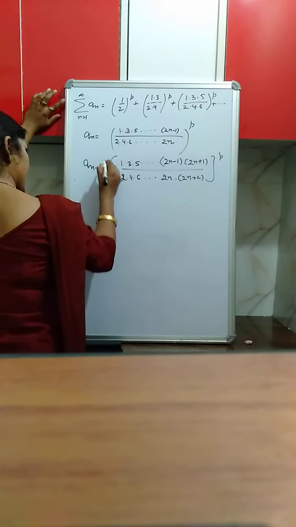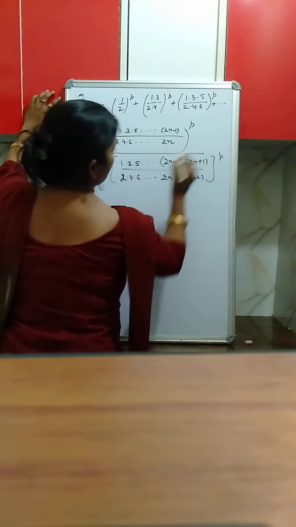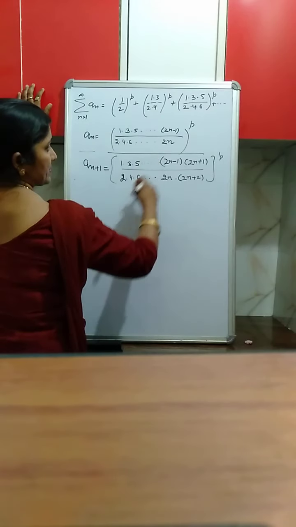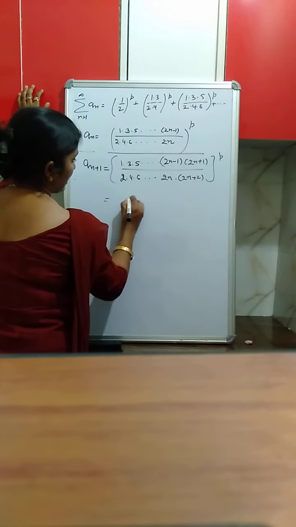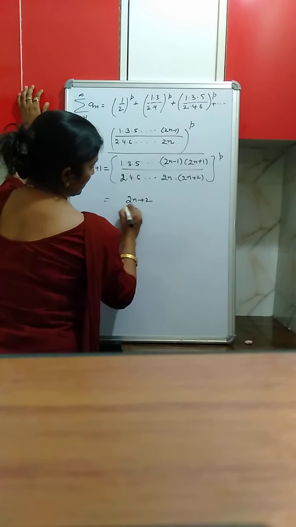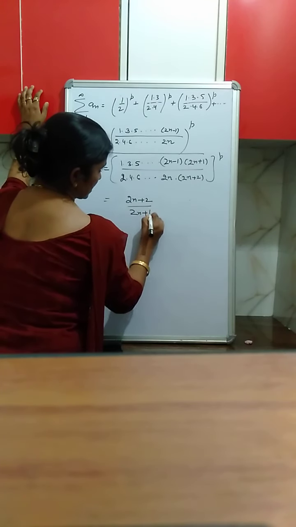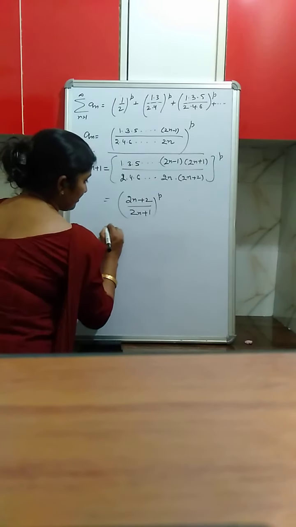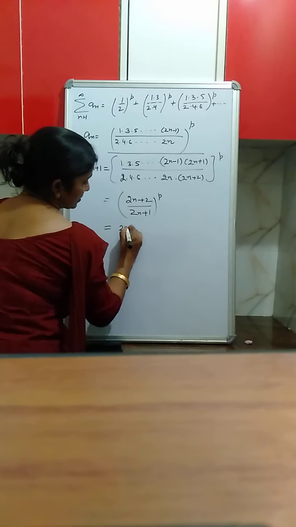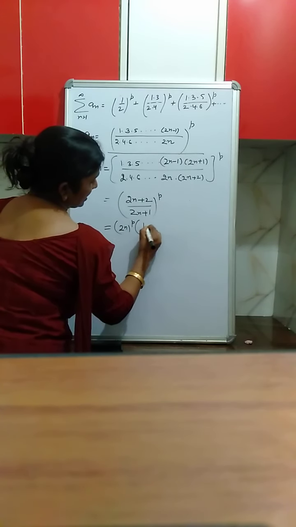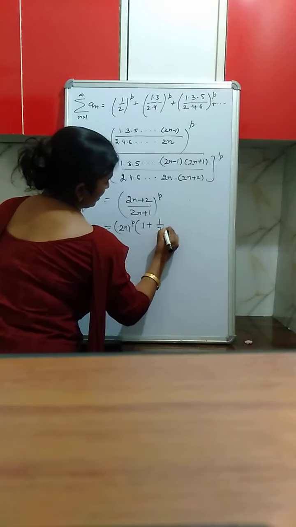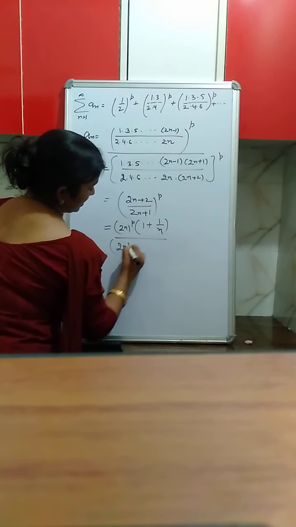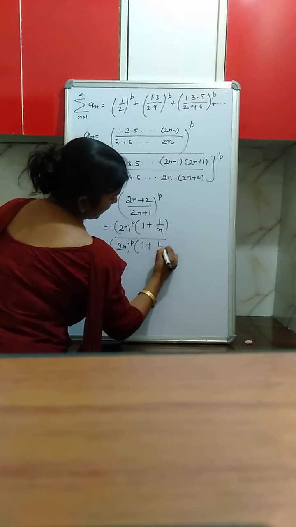Now we calculate an upon an plus 1. If we calculate an upon an plus 1, it will be this. All the terms which have n terms get cancelled out, and the remaining term will be 2n plus 2 upon 2n plus 1, whole raised to the power p. Okay. So if we take 2n common, 2n raised to the power p, it is 1 plus 1 by n, and 2n raised to the power p common, 1 plus 1 by 2n.